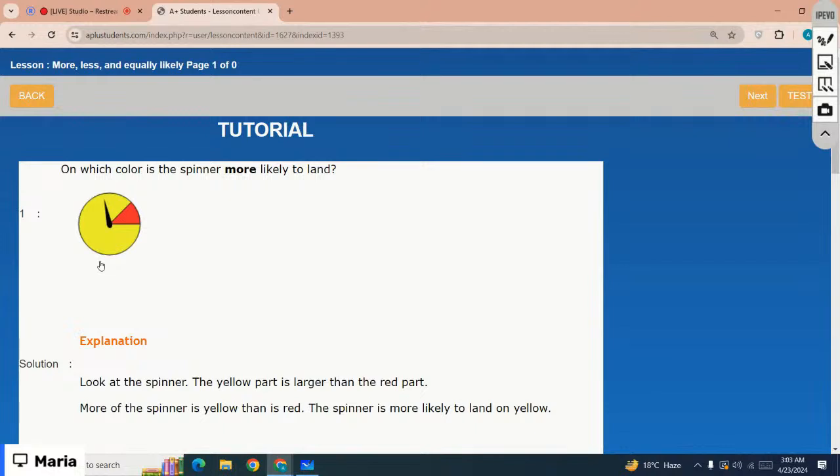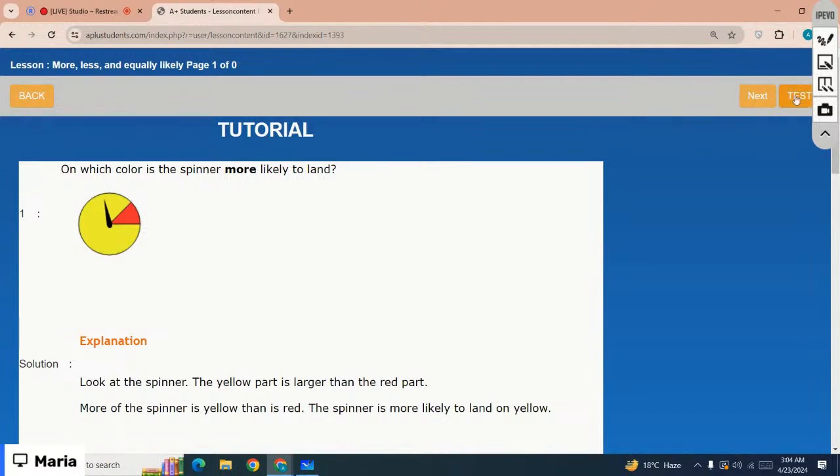So the spinner is more likely to land on the color that has more portion on the spinner, and less likely to land on the color that has a very small portion. Like for the same example, the spinner is less likely to land on red because you have a very small portion red, right? So you have less chances it will land on red.